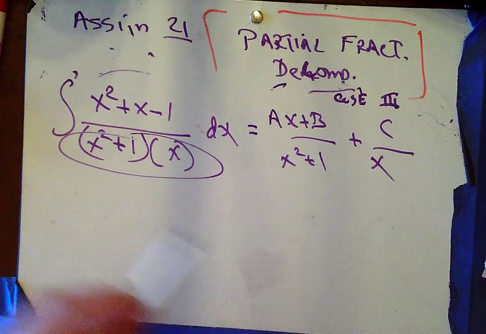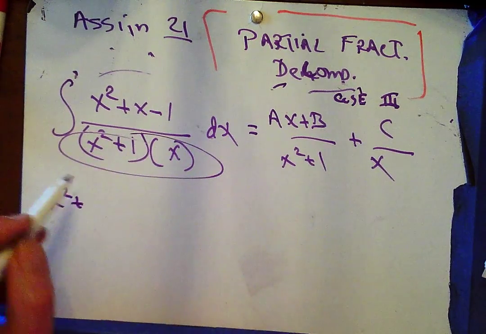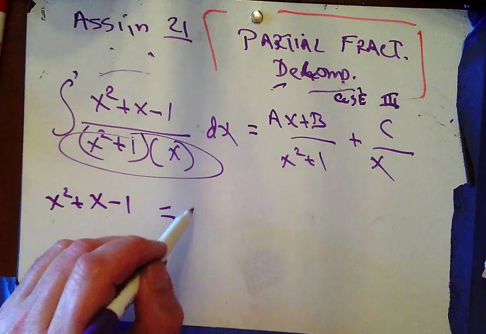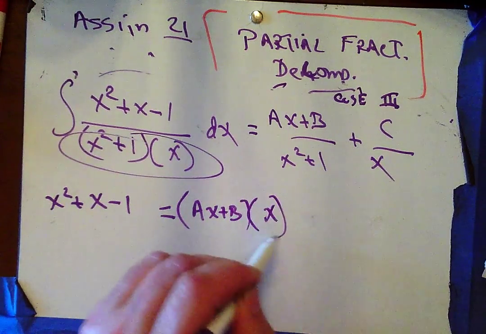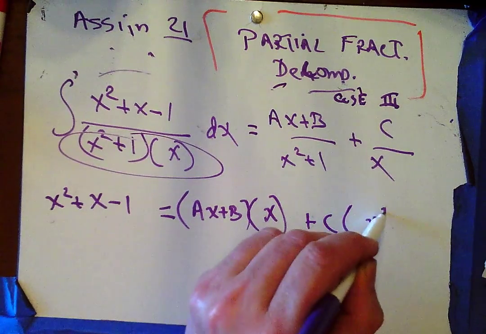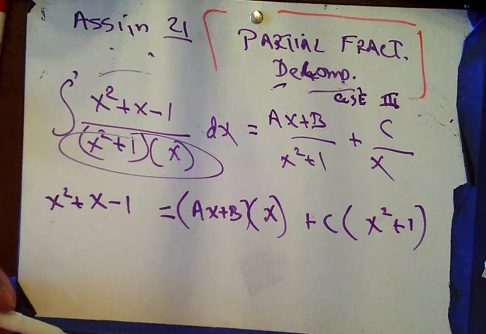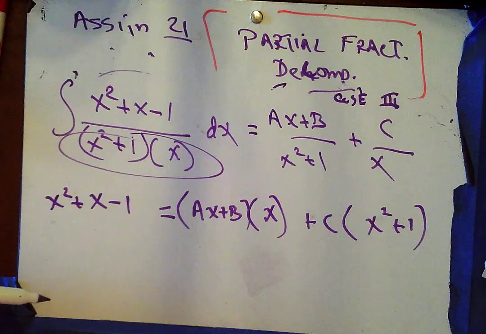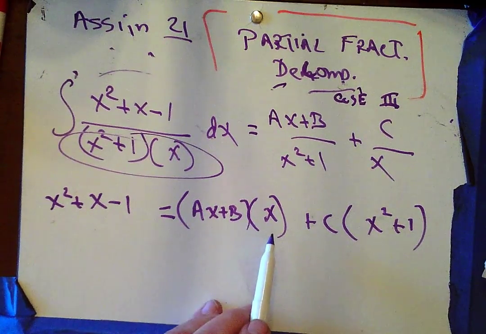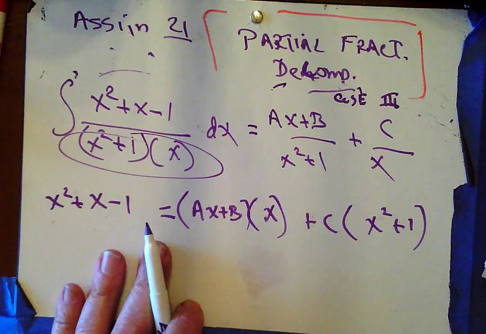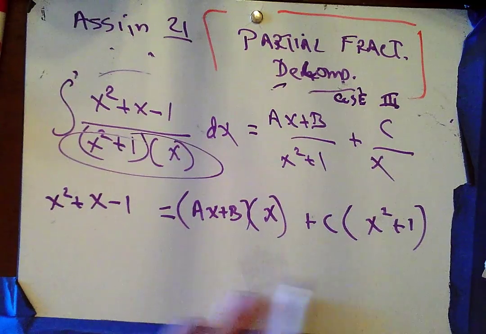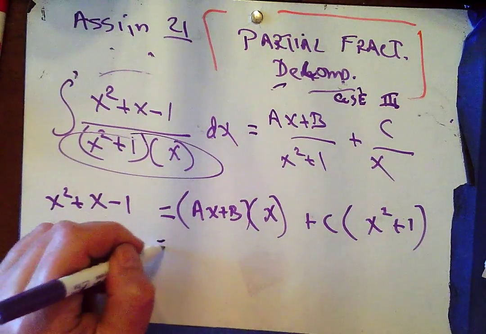All right, so I multiply everywhere by this. This is the least common denominator. And I end up with x squared plus x minus 1 equals Ax plus B times x plus C times x squared plus 1. Now, magic numbers, what do you think? Well, nothing's turning that into a 0. x equals 0 will turn that into a 0, but I got 3 constants to find and only one magic number, so now I'm using systems here.